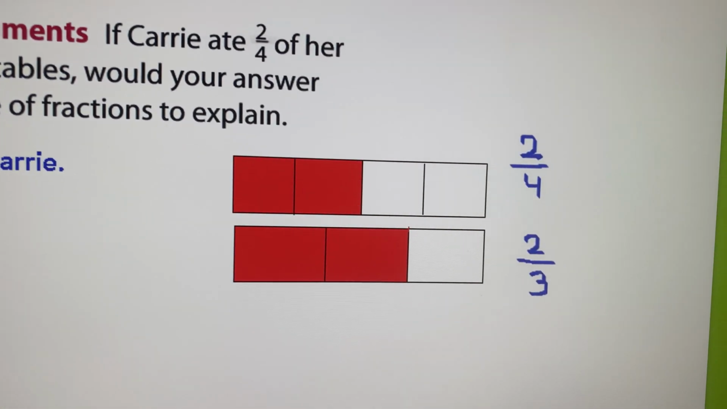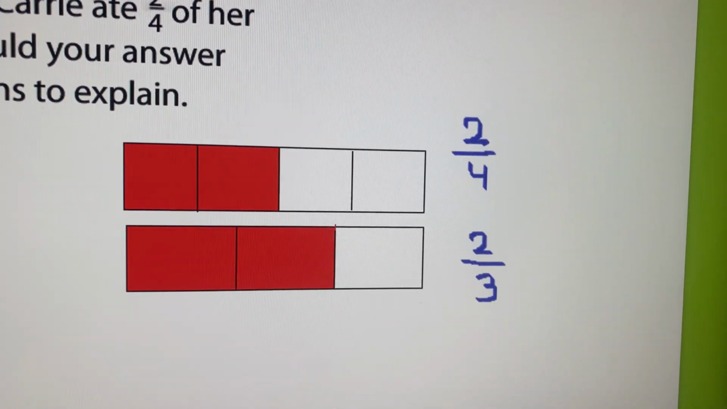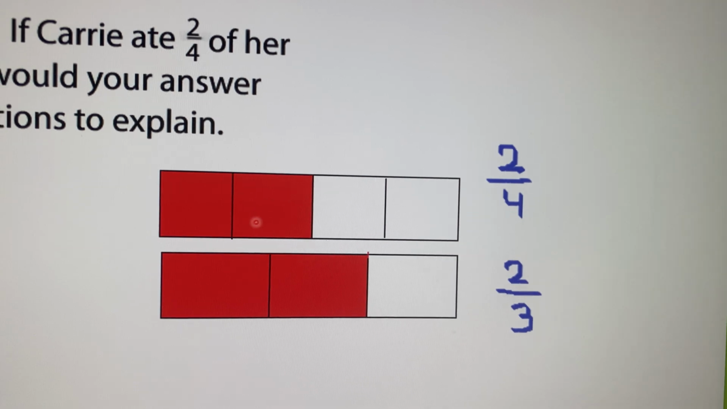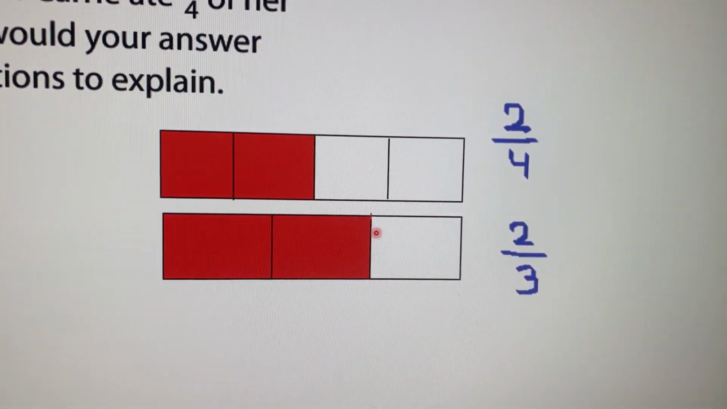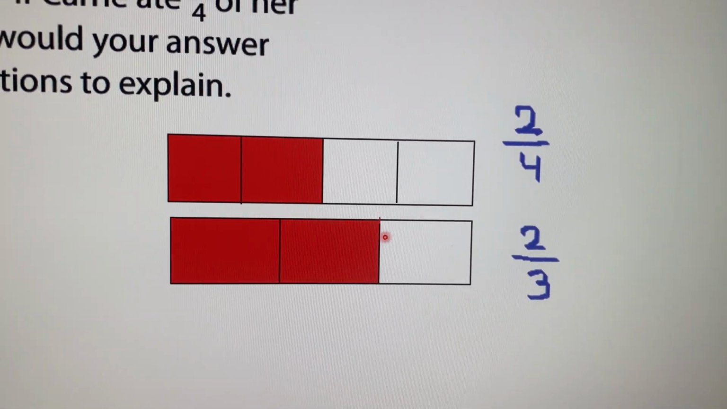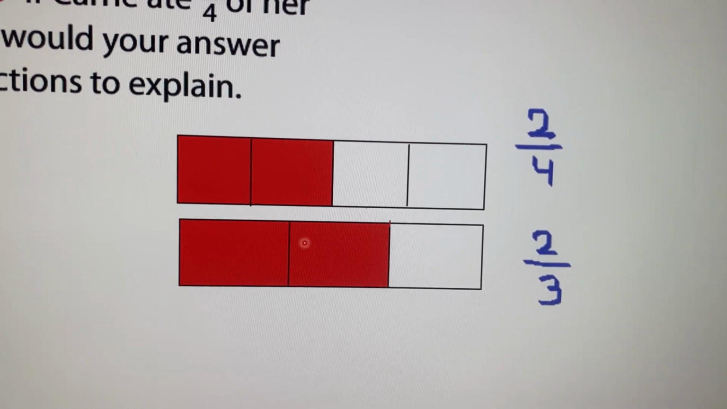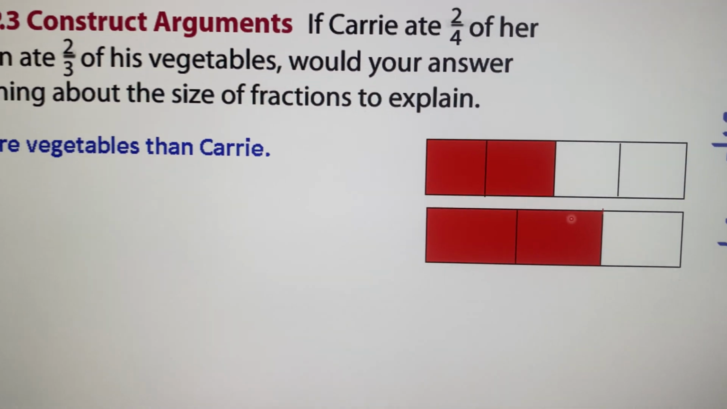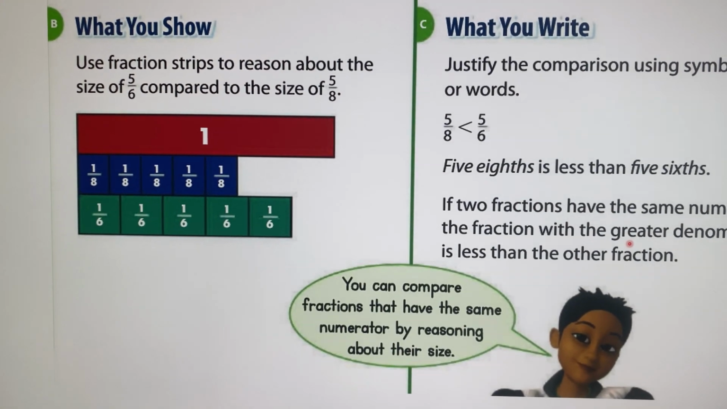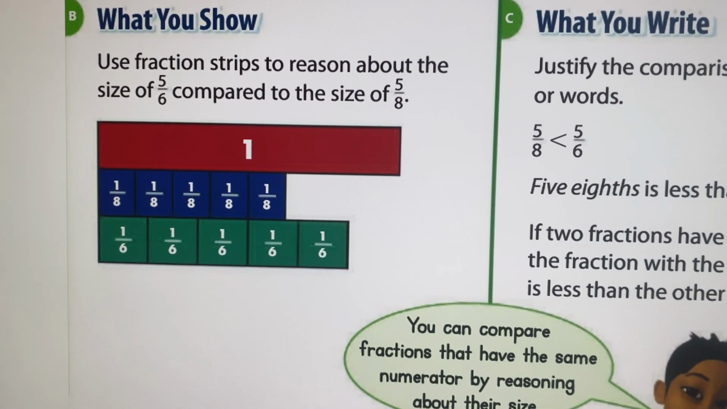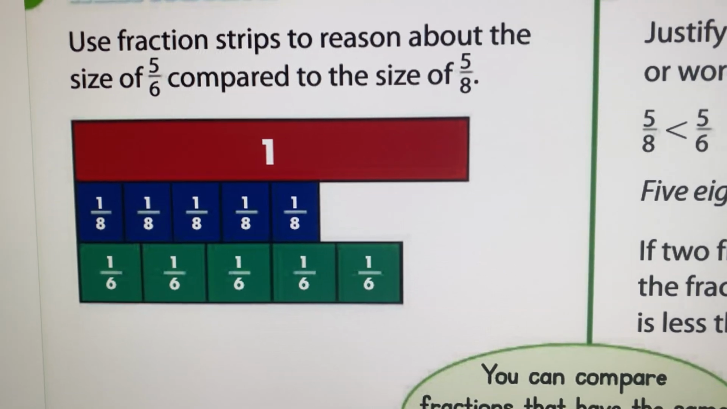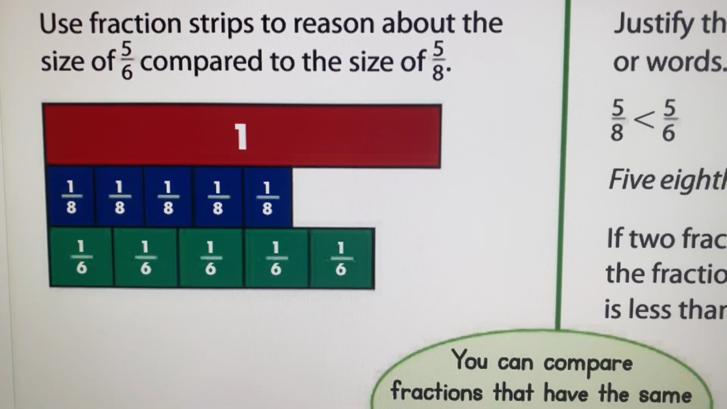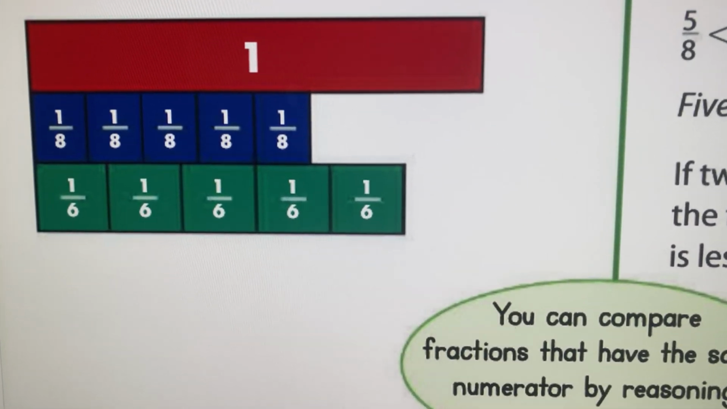So look here at the model again. 2/4 is Carrie's model and 2/3 is Alan's model. So still Alan ate more than Carrie. Look at this example. Use the fraction strips to reason about the size of 5/6 compared to the size of 5/8.